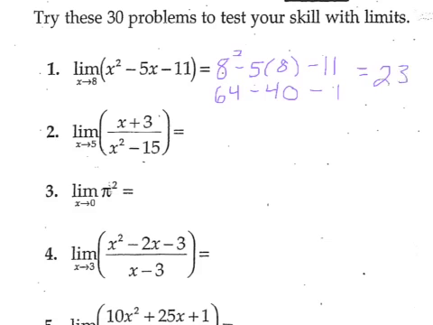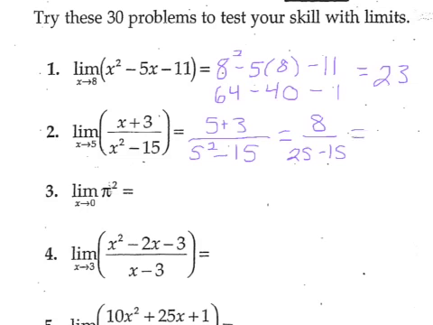For number 2, the limit as x approaches 5 of x plus 3 over x squared minus 15. Again, we can just take 5 and substitute it in for x. And we get 8 over 25 minus 15, which is 8 over 10, and that reduces to 4/5.